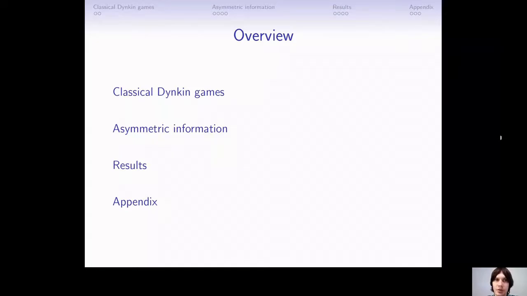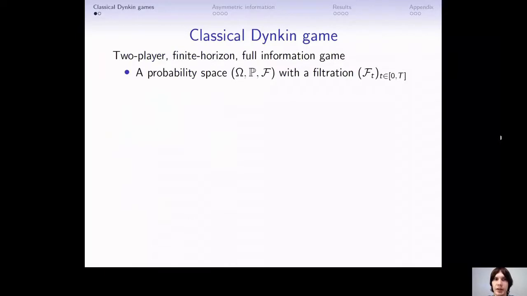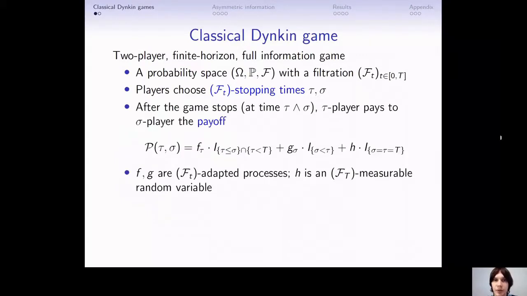So a Dynkin game, also known as the game of optimal stopping. I will introduce a game of two players set on finite time horizon and with full information on the structure of the game available to the players. Assume there is a probability space with some filtration and a time interval 0 to capital T, and the two players choose stopping times tau and sigma from the time interval 0 to capital T. And the game stops when the first of these stopping times occurs.